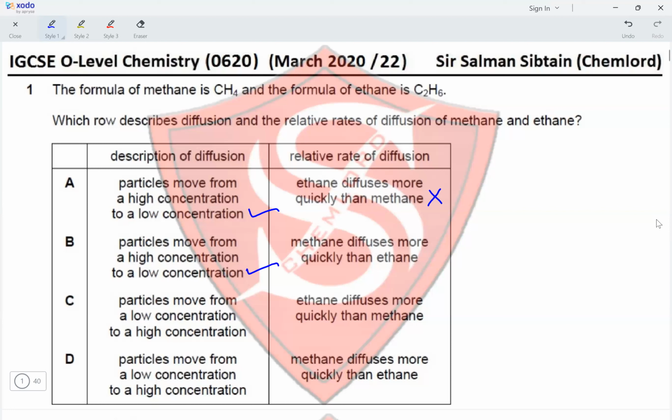Next, particles move from a higher concentration to a lower concentration. Yes. And methane diffuses more quickly than ethane. Yes. So this is correct. Next, particles move from a low concentration to a high concentration. Incorrect. Ethane diffuses more quickly than methane. Incorrect. And the last one, particles move from a low concentration to a high concentration. Incorrect. Methane diffuses more quickly than ethane. Correct. So the correct option for this question is option B.